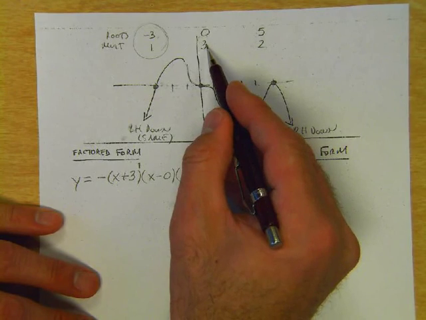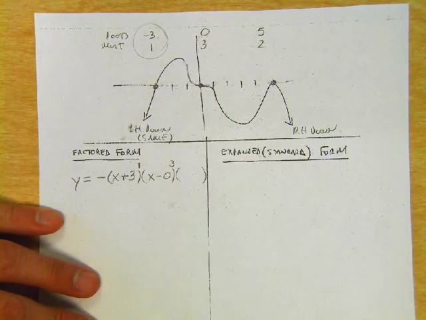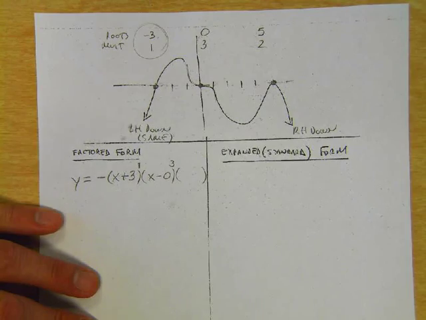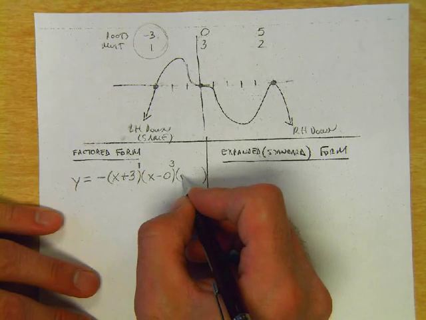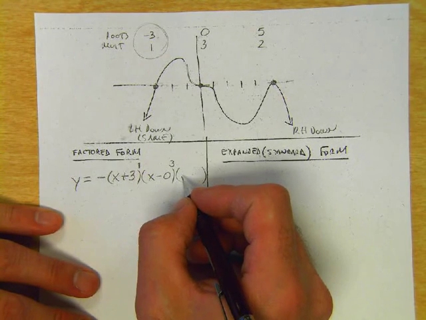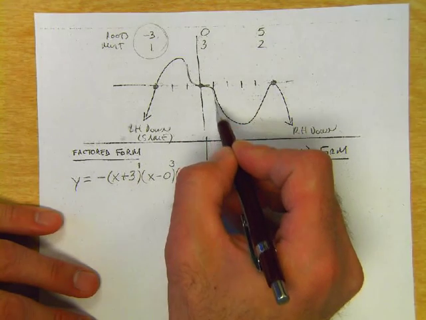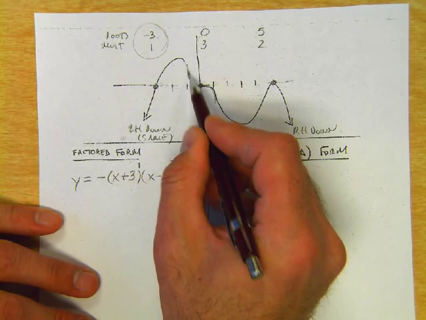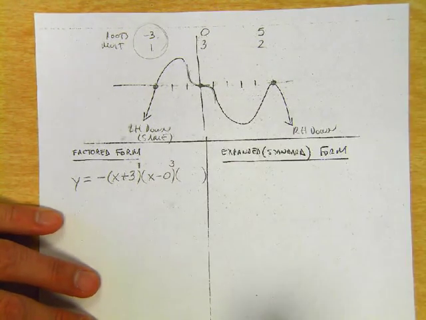Hey, I'm going to simplify this a little bit. Y equals negative. See this x minus 0? Can't we just write that x cubed? And I'm going to put that in front. And then this x plus 3, do we really need to write that number 1? No. And then x minus 5 squared. Okay.